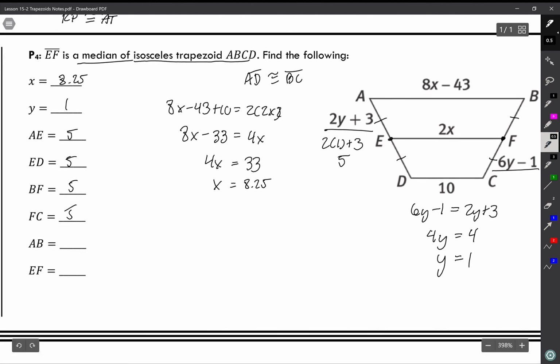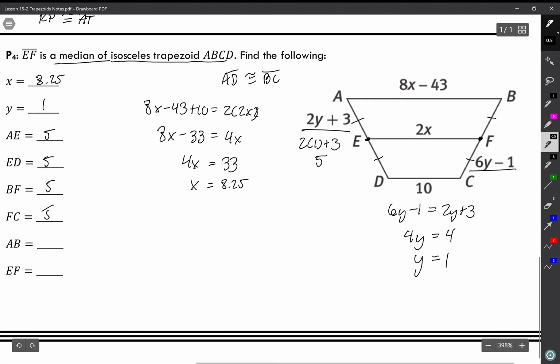Okay, AB, to find AB, we're going to plug in 8.25. 8 times 8.25 minus 43. So 8 times 8.25 is 66 minus 43 gives me 23. And then to find EF, plug in 8.25 again. So 2 times 8.25 is just 16.5.